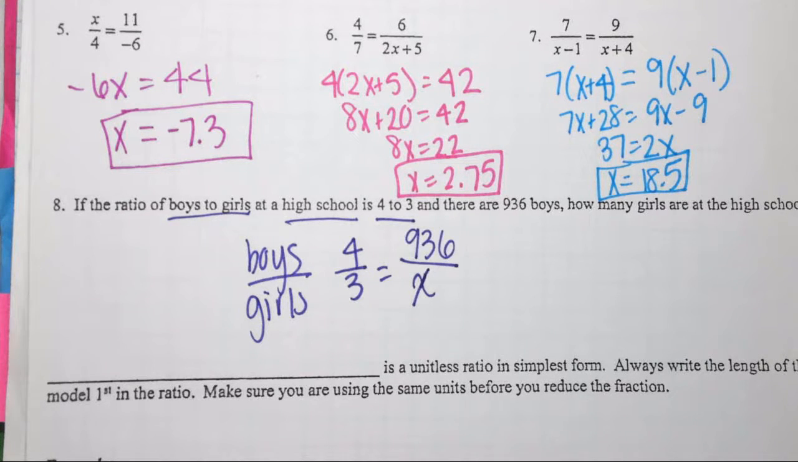And now what do we do to solve? Cross multiply. Why does it have to be girls? Do you want it to be Z? No, I like it.